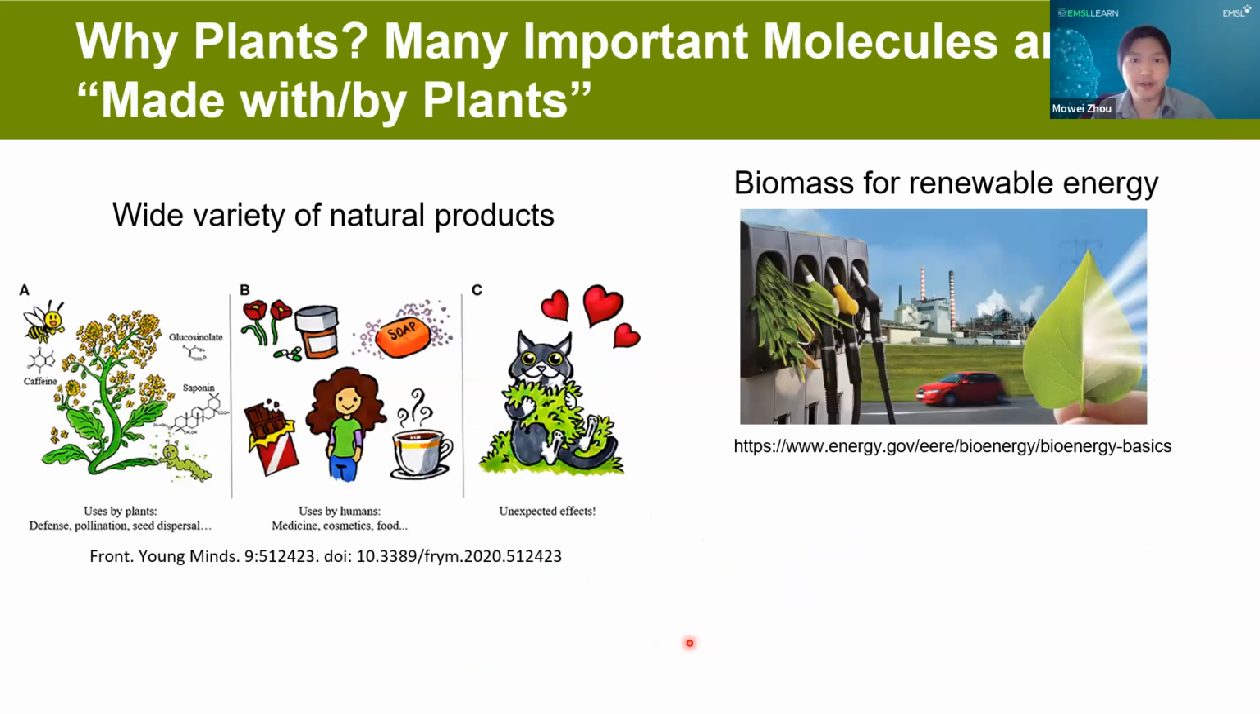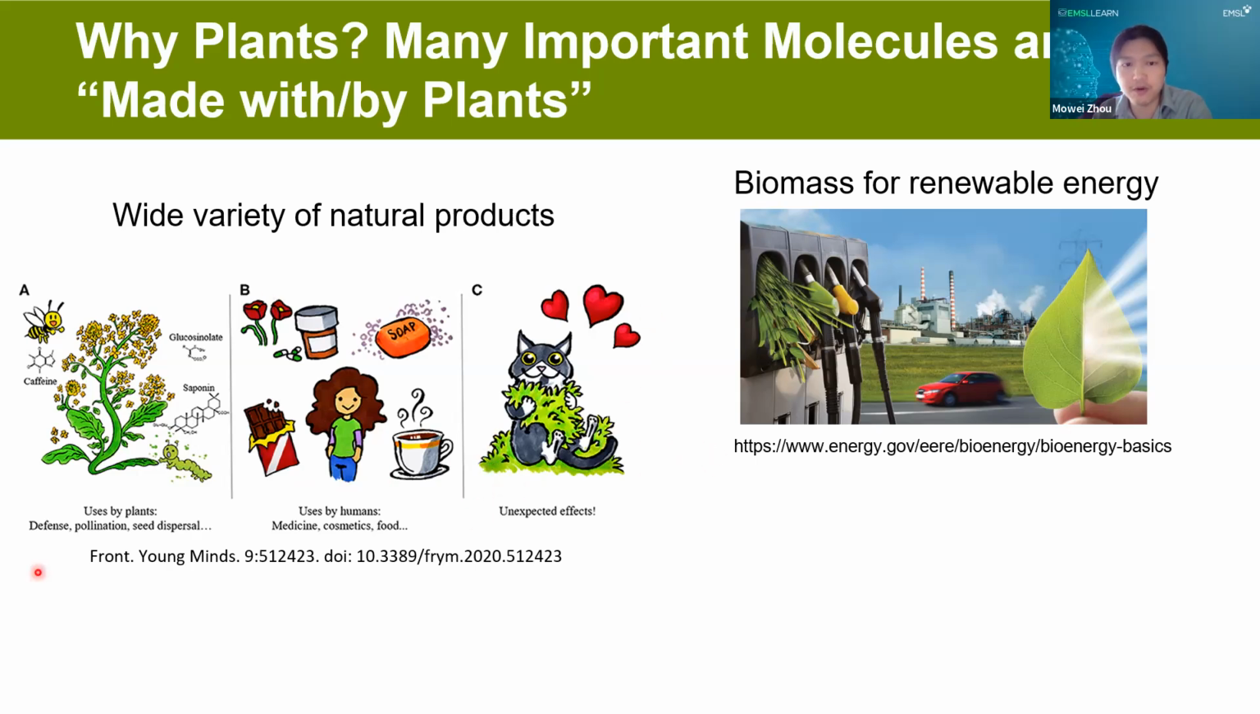So why do we want to study plants? This is actually a very easy question to understand, because a lot of important molecules are made by plants or made with plants. This is a nice quick overview of a lot of plant materials, like the natural products from plants. They are very important for a lot of biological and ecological processes. And as humans, we consume a lot of plant materials, either as food or cosmetics or even medicine. There are also some interesting effects of some plant products, like catnip can really make cats happy.